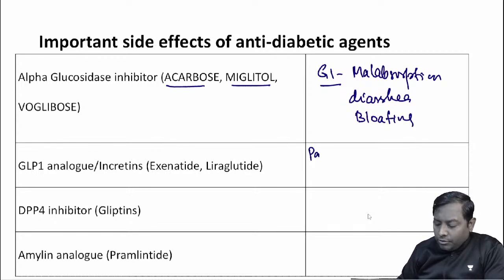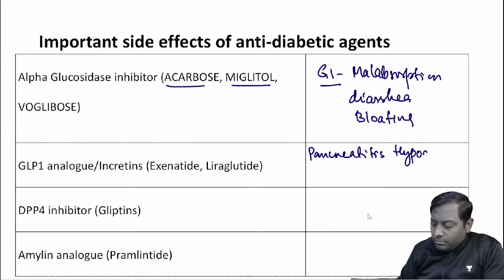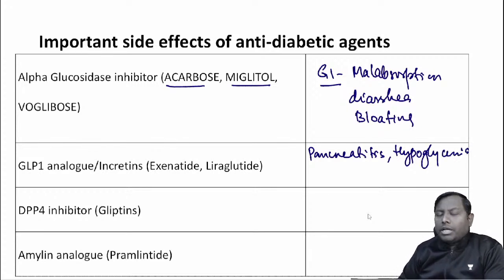GLP-1 analogs can lead to side effects like pancreatitis, hypoglycemia. They can also increase the risk of medullary carcinoma of thyroid, especially if the patient has a family history of medullary carcinoma of thyroid. DPP-4 inhibitors will be causing upper respiratory tract infection. They also can cause headache.